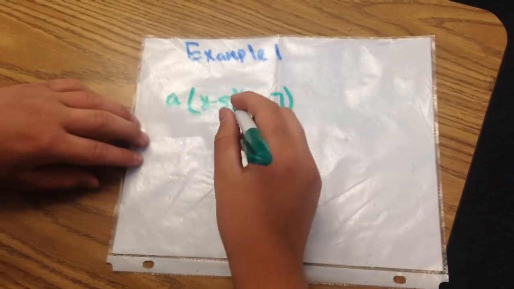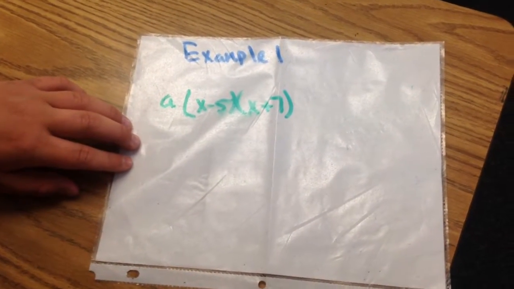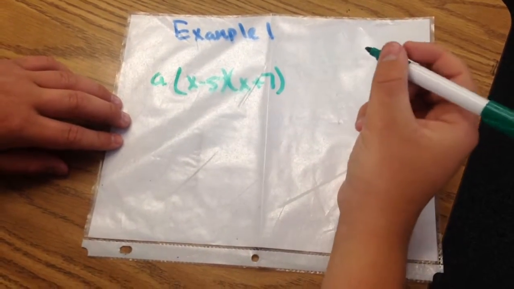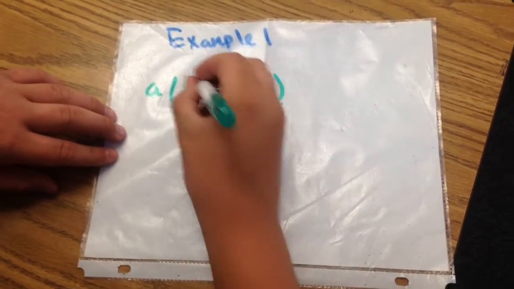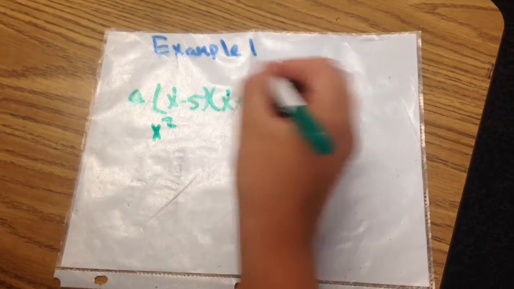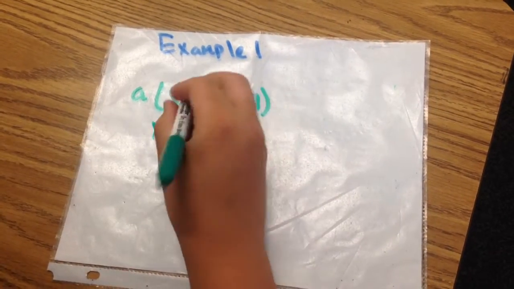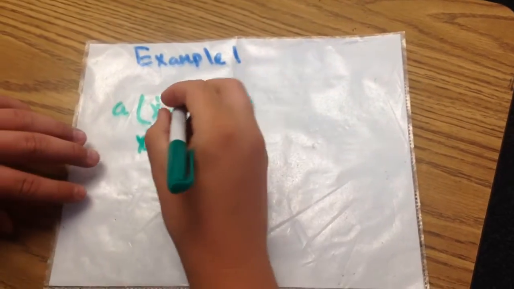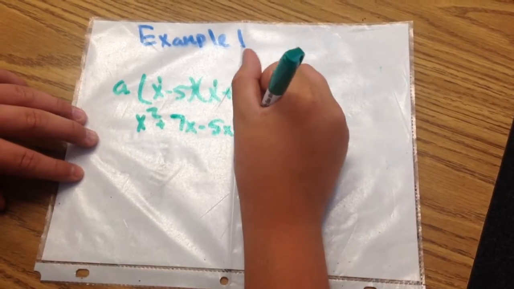Now in example 1, we need to solve these two polynomials here using FOIL, which is first term for F, outside term for O, inside term for I, and last term for L. So you're going to start by multiplying the first terms, so x and x, which is going to be x squared. Outside terms, so 7 and x, so plus 7 times x. Negative 5 and x inside terms, minus 5x. And last terms, negative 5 times positive 7, minus 35.